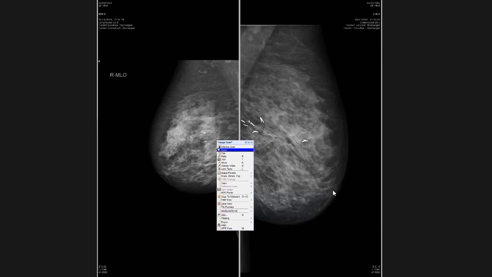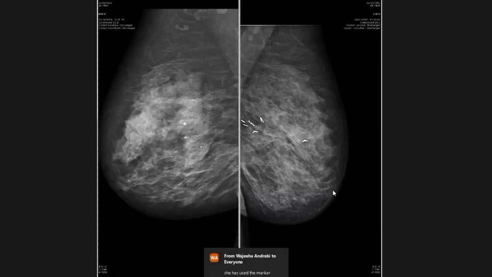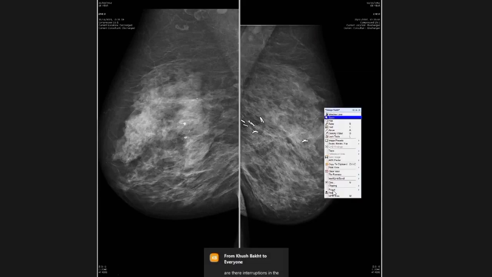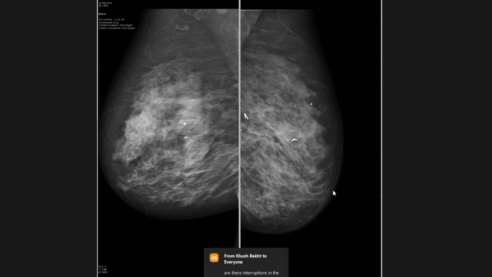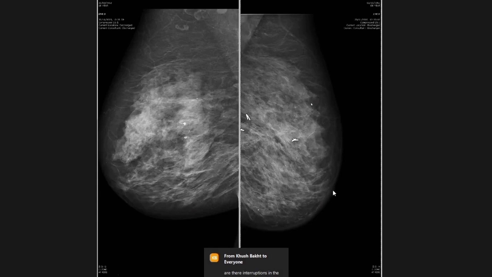The breast parenchyma is mixed, composed of both fat and glandular components. I can appreciate metallic staples within the left breast parenchyma, consistent with previous history of surgery. In the right breast parenchyma, I can appreciate a few rounded punctate type calcifications, predominantly in the upper outer quadrant. But I cannot appreciate any discrete radio-opaque lesion within both breast parenchymas.